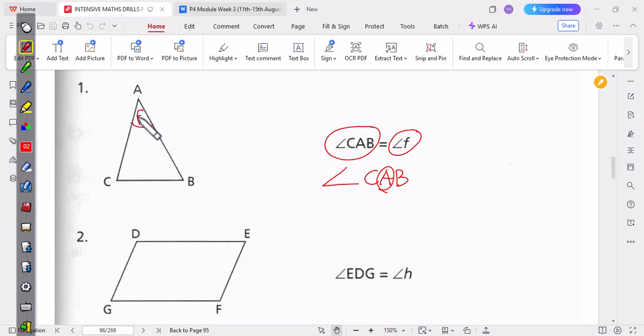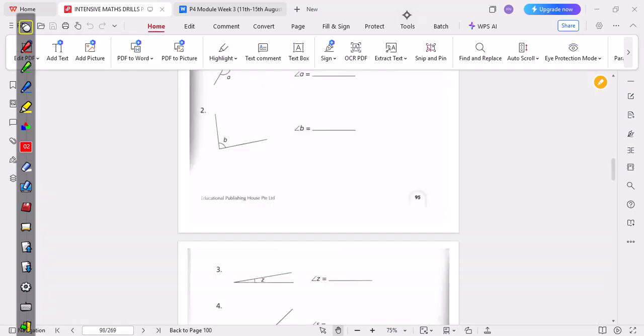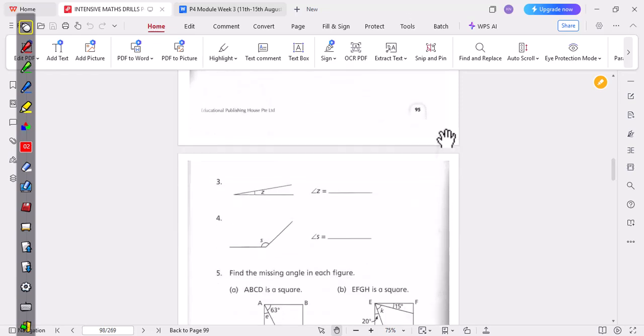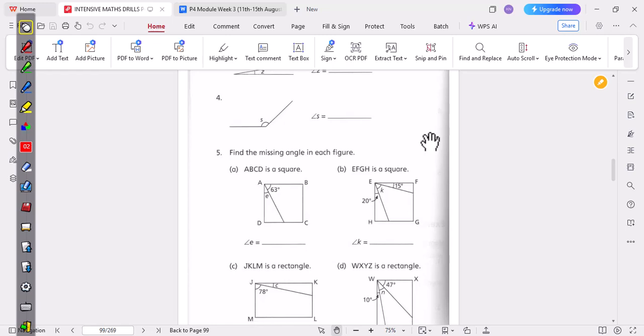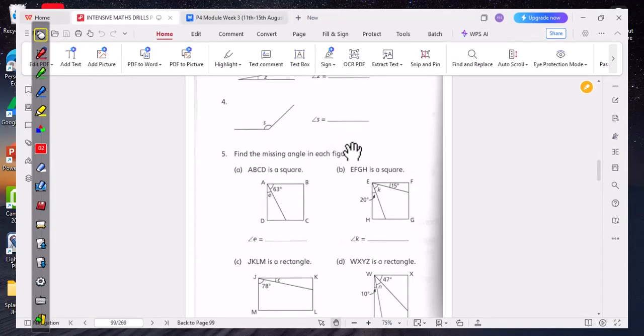You have to find the middle letter between these three letters. This is the angle that they wanted. Okay, next, after we learn how to name the angle, we can determine the characteristic of the angle. Here we can find the missing angle by using the characteristic of each angle.